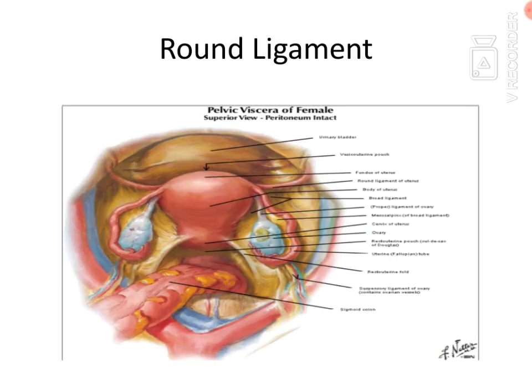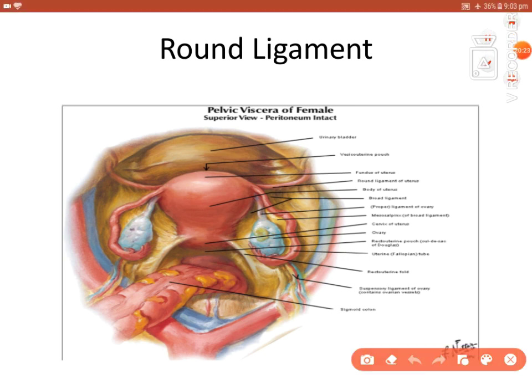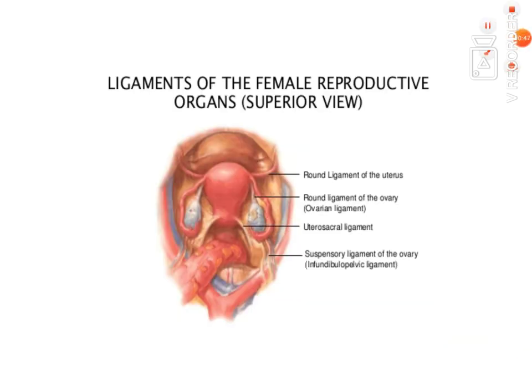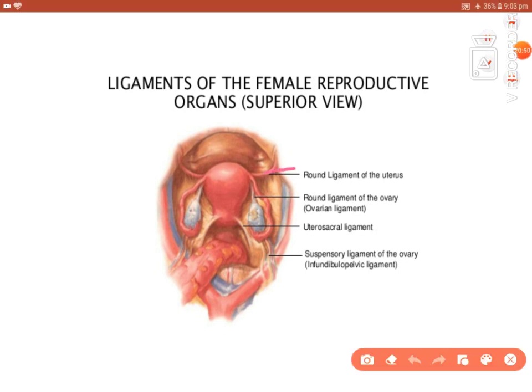Then here also you can see the round ligament. This is the anterior, posterior, bladder, uterus. This is the fallopian tube. Here you can see the round ligament from the anteroinferior of this uterine tube goes laterally and exits through the superficial inguinal ring. Then here you can see both the round ligaments. This is the round ligament anteroinferiorly of this fallopian tube.